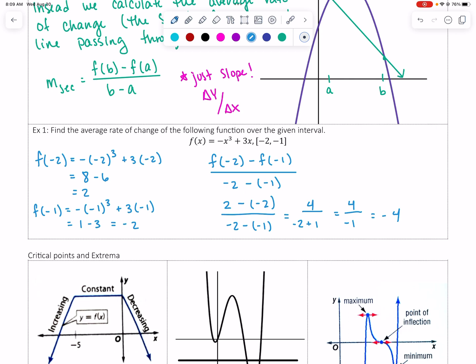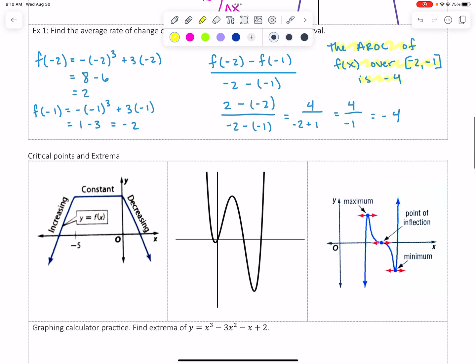So how we answer this question is: the average rate of change, and you can use AROC as an acronym, of f of x over the interval of -2 to -1 is -4. So that's your answer here. I'll go ahead and highlight it. Awesome. So again, it's just calculating the slope, right? Finding your outputs, putting it over your inputs.